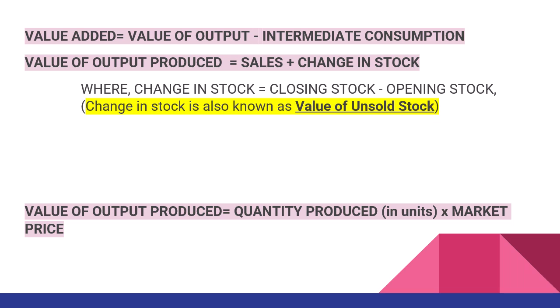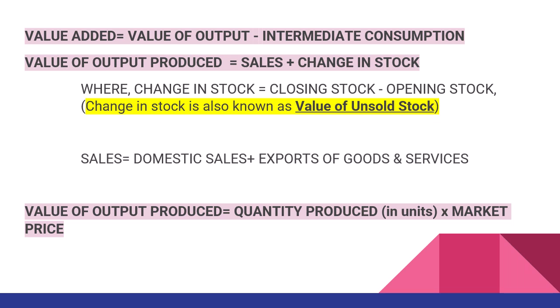Value of output produced in a given year, right? Then how do you calculate sales? Now it is possible that a production unit has sold some goods within the domestic territory. Also they have sold some goods to foreigners. So there are domestic sales and there are exports. Domestic sales and exports are added to get the total sales.